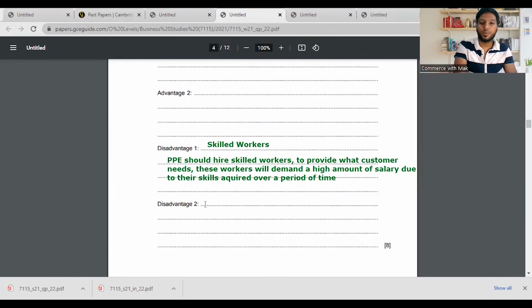Disadvantage one, what might be the reason? You don't need to write this much explanation. You can even say that this type of worker will demand a high salary, so that will increase the cost of products. That's also sometimes better. Disadvantage two, as I said, there are a lot of disadvantages of job production, like repair cost, business damage, the image of the business will be damaged. So I can write disadvantage, reputational damage.